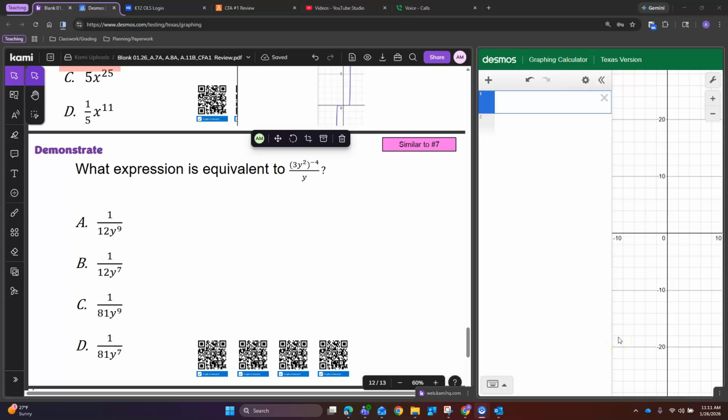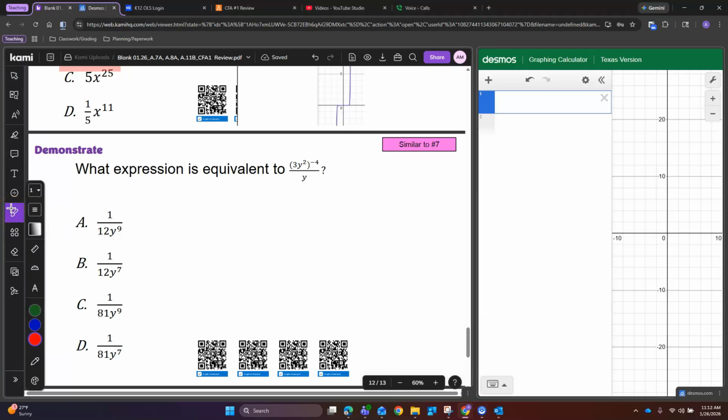Looking here at number 7, what expression is equivalent to 3y squared all raised to the negative 4th over y? And that's going to be similar to the previous question. So again, we can do a couple of different things here. We can apply the exponent rules. We can see that everything's a fraction in our answer choices, right? So let's go ahead and use our exponent rules. We're going to take this negative 4 and it's going to apply to everything here.